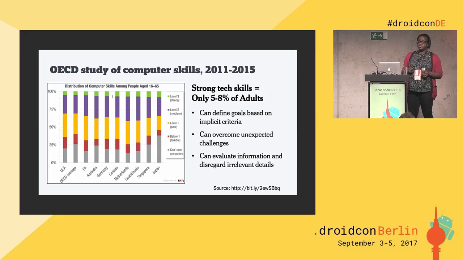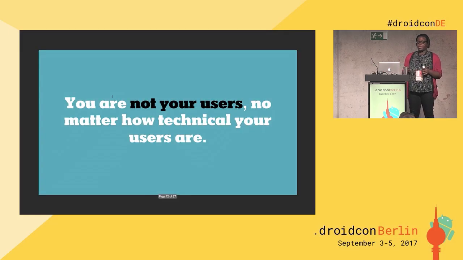Most of your users are not these people. Most of your users fall into the 92 to 95% of adults who will not be able to do level 3 things. And so it becomes super, super, super, super, super important to remember that you are not your users, and the decisions that you make that are based on what you want to do and what you think is a good idea and what you think is obvious and easy may not be the case.